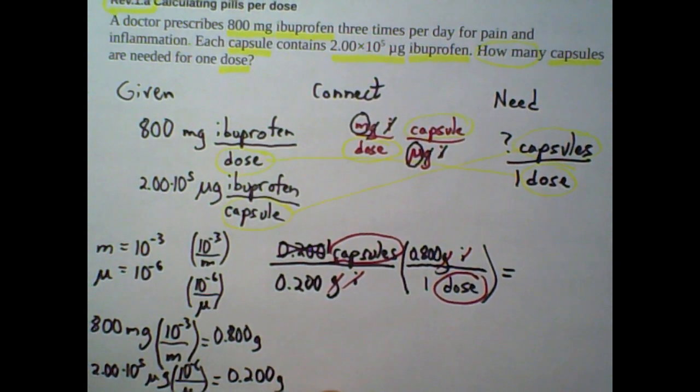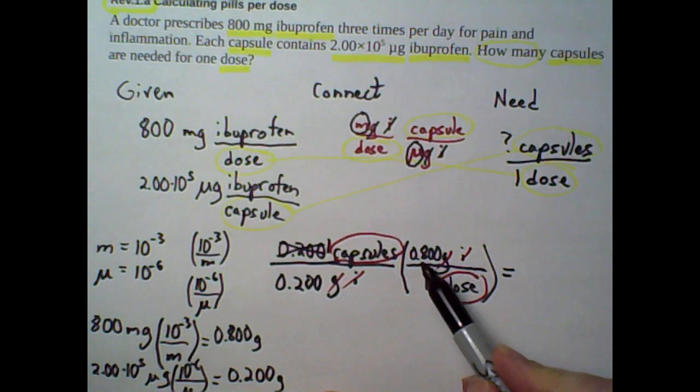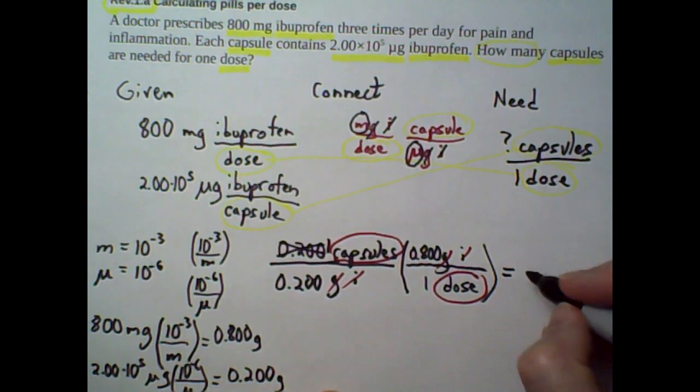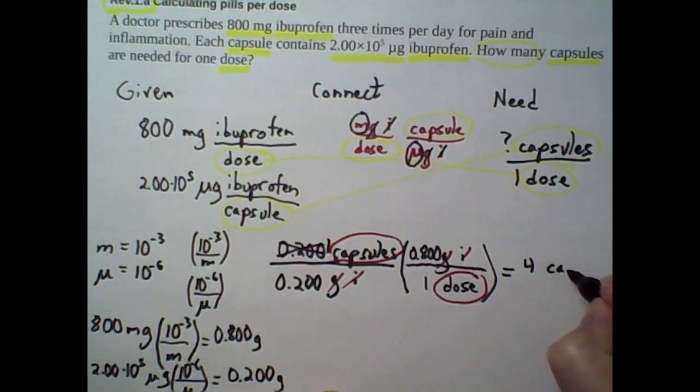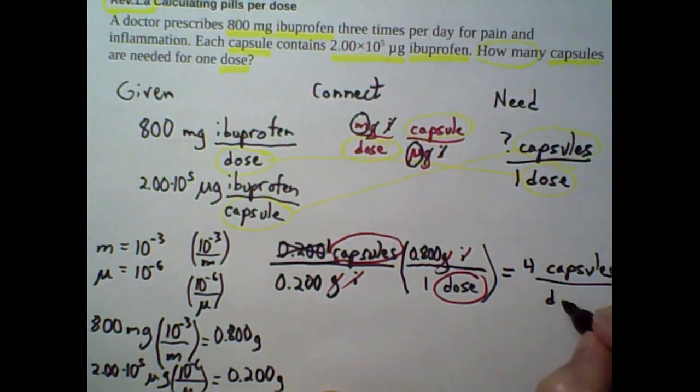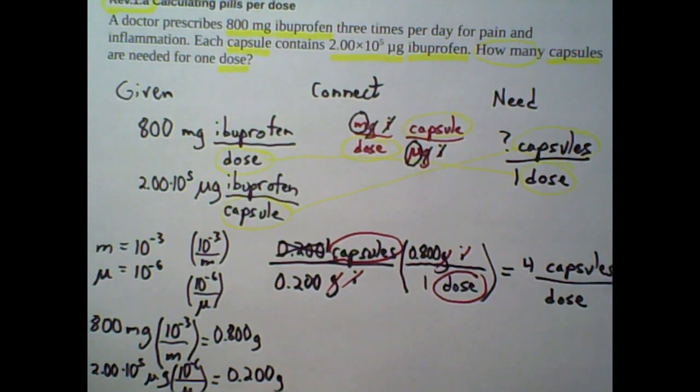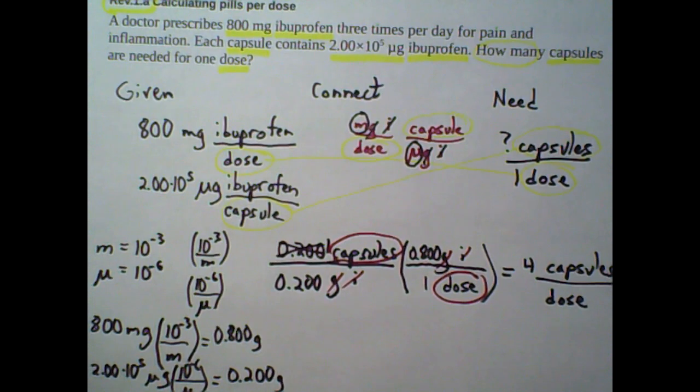I can see that my answer is 0.8 over 0.2, or 4 capsules per dose. And that's the answer that I would insert in my online homework system.